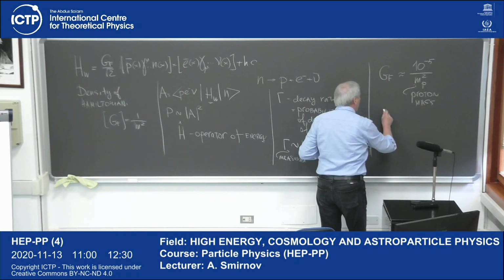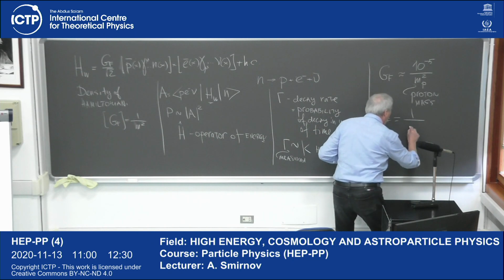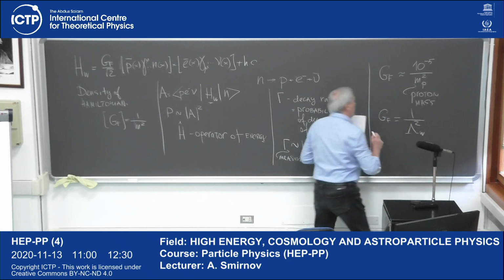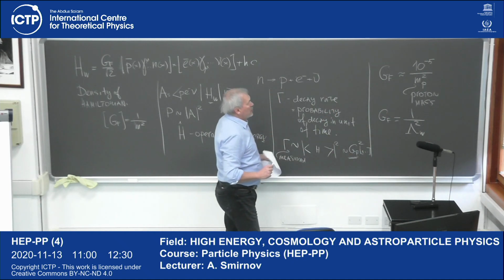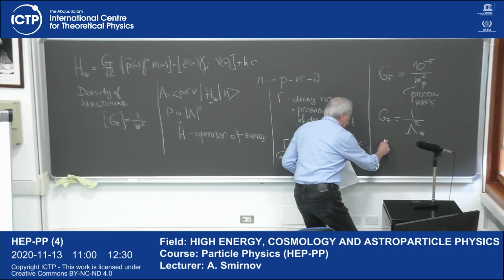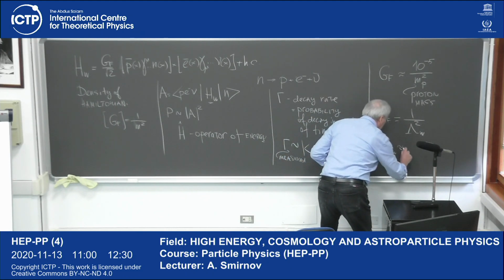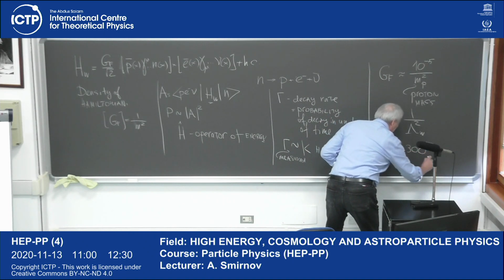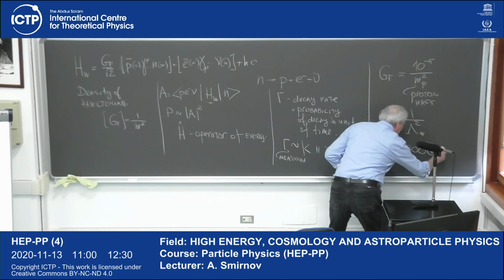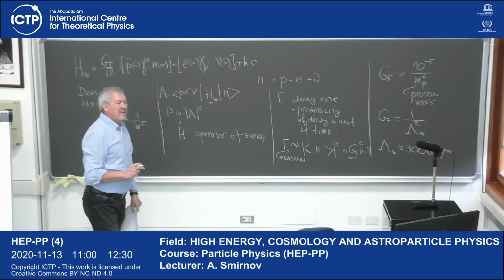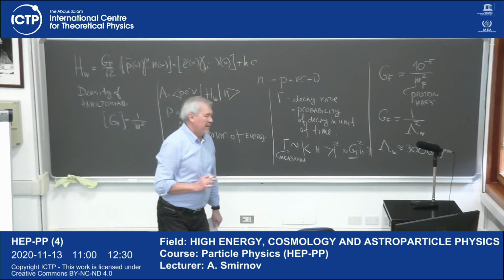We can write this G Fermi as approximately 1 over Lambda weak squared, which is about 10 to the minus 5, and therefore this Lambda should be approximately 300 GeV. So G Fermi is the inverse of 300 GeV squared. And this is a very important quantity, which we will discuss later.